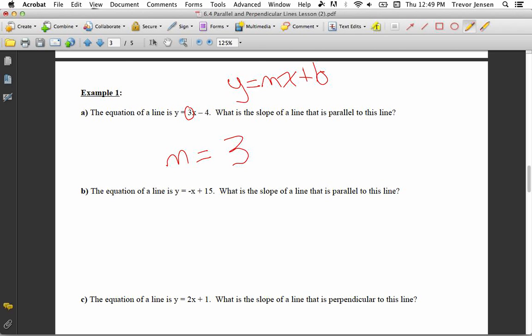Okay, part B. The equation of a line is y equals negative x plus 15. What is the slope of a line that is parallel to that? Well, the slope of this one, all I see is negative x. I don't see a number in front of the x, I just see a negative sign.